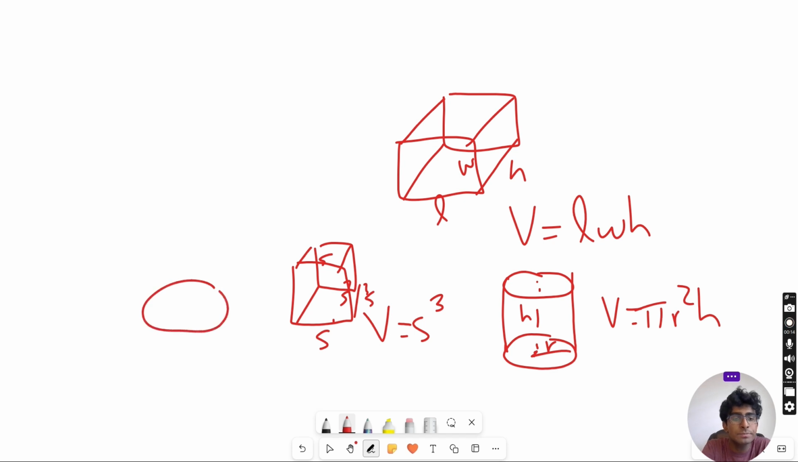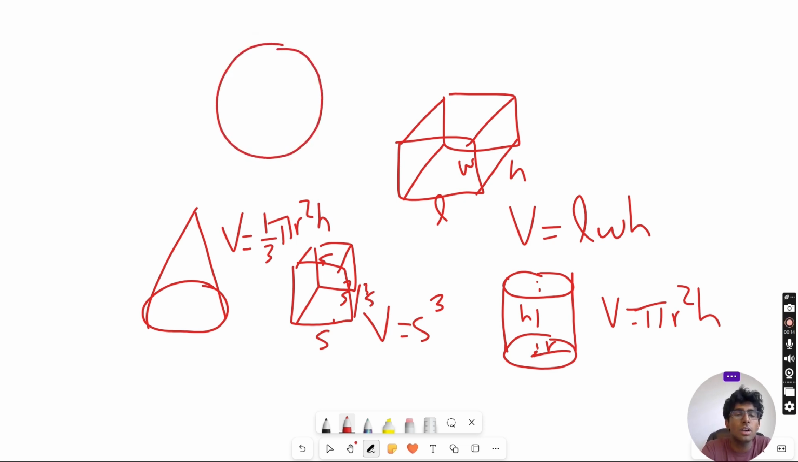We have a cone. A cone's volume would just be 1/3 that of a cylinder, so 1/3 pi r squared h. And then finally, the last one is a sphere. If you were to imagine this is a sphere, our volume is going to be 4/3 pi r cubed, where r is the radius.